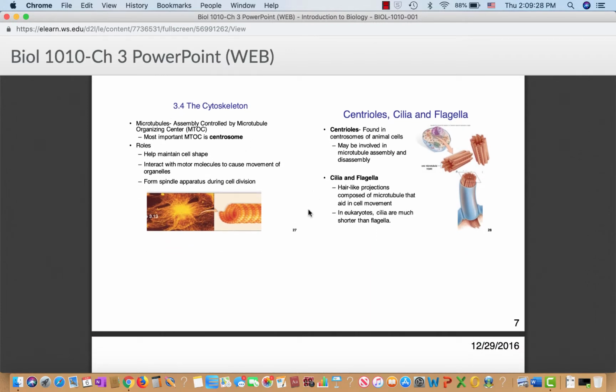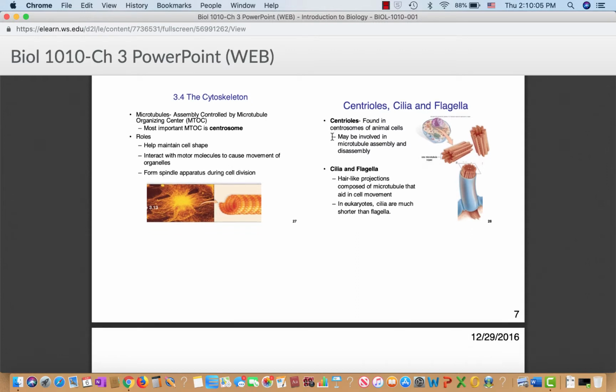Microtubules are assembled by the microtubule organizing center, and the most important is the centrosome, which is used to organize your chromosomes during cellular replication. When this malfunctions, you can get a daughter cell that is missing or has extra copies of DNA. Usually that will lead to the termination of that cell, but it also helps to maintain the shape of the cell and interact with motor molecules to cause movement, and forms the spindle apparatus during cell division.